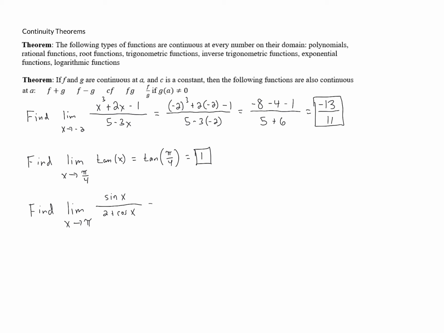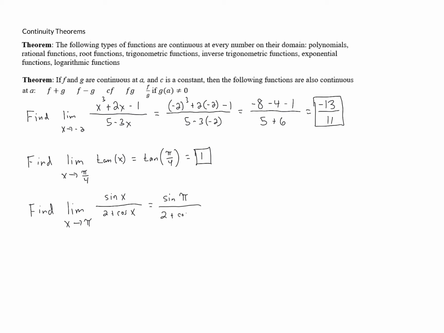And so that means if we want to find the limit, we can just evaluate that at pi. So we've got sine of pi over 2 plus cosine of pi. And sine of pi is actually 0. And then we've got 2 plus cosine of pi, which is 2 minus 1, or 1. And so that's going to be 0 over 1, which equals 0. So that limit is equal to 0. Now I've got one more theorem and then one more example for us to take a look at. So let's look at them.